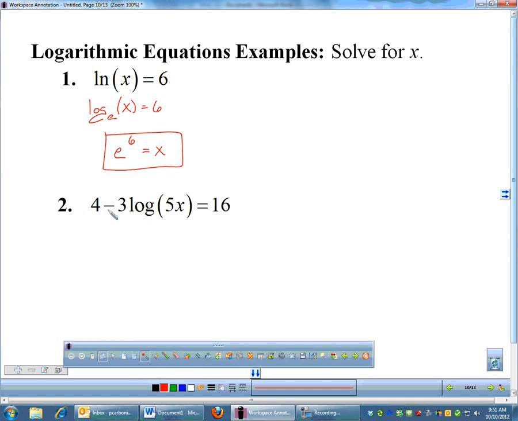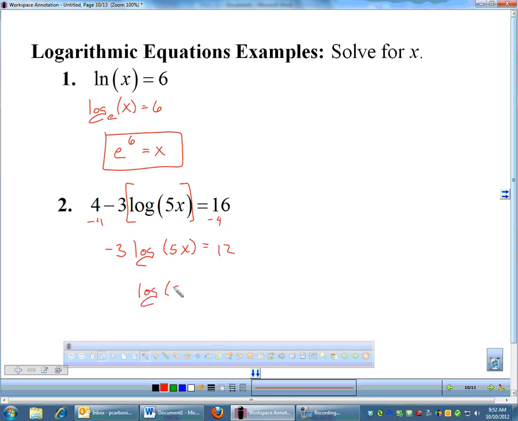Let's see. What about number 2 here? It's a little bit hairy on the left side, but remember I told you to isolate the log if you can. So I'm going to start by subtracting the 4. You get negative 3 log 5x. If I subtract 4 from both sides, you get 12. So that's log of 5x. I will now divide by 3. And 12 divided by 3 is negative 4.